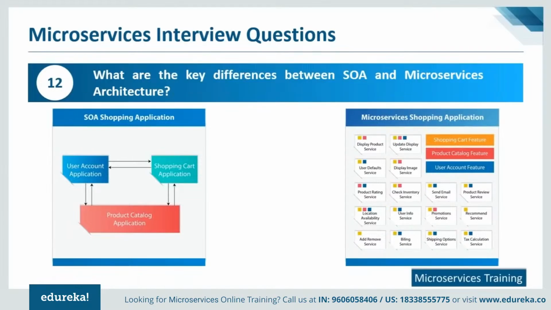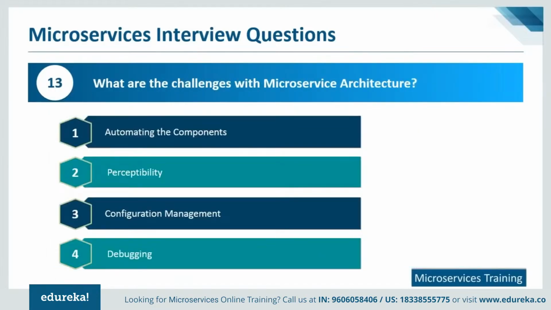But as you can see, this architecture is completely independent and more modular compared to what you have in an SOA kind of architecture. So these are some of the key differences when you talk about SOA and microservices. Let us move further and take a look at the next question as well. What are the challenges with microservice architecture?